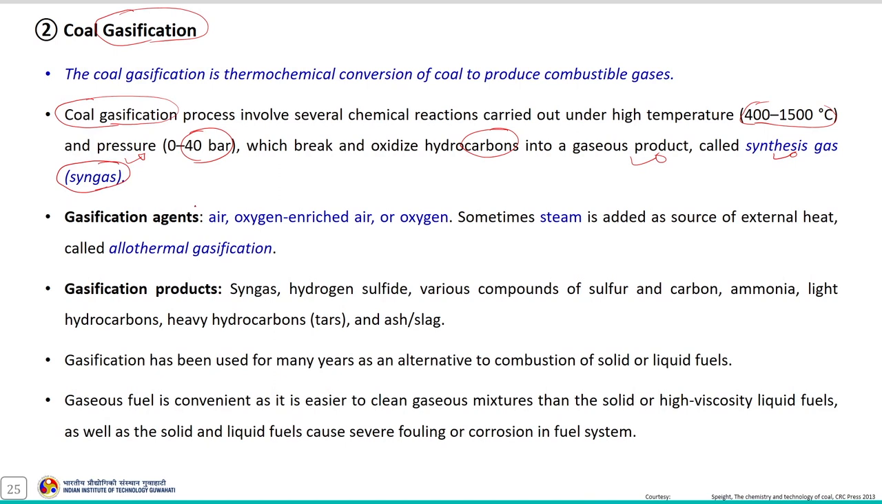The gasification agent, also termed as oxidizing agent, used during the gasification process is air, oxygen rich air or oxygen, and sometimes steam is added as a source of external heat, called allothermal gasification. And the product of this gasification process includes syn gas, hydrogen sulfide, various compounds of sulfur and carbon, ammonia, light hydrocarbon and heavy hydrocarbon. Along with that, it also produces ash, that is also called as slag.